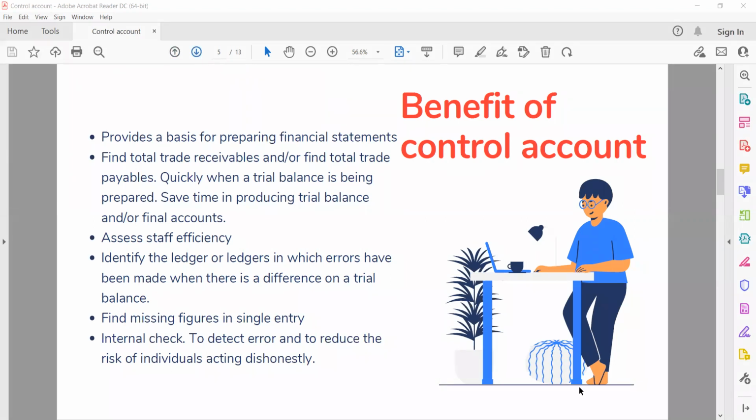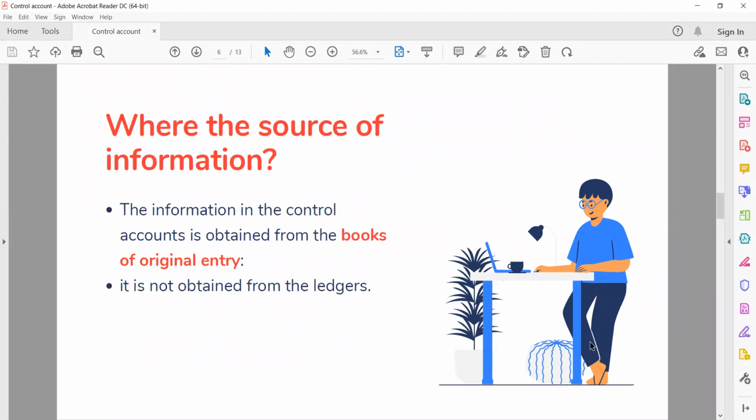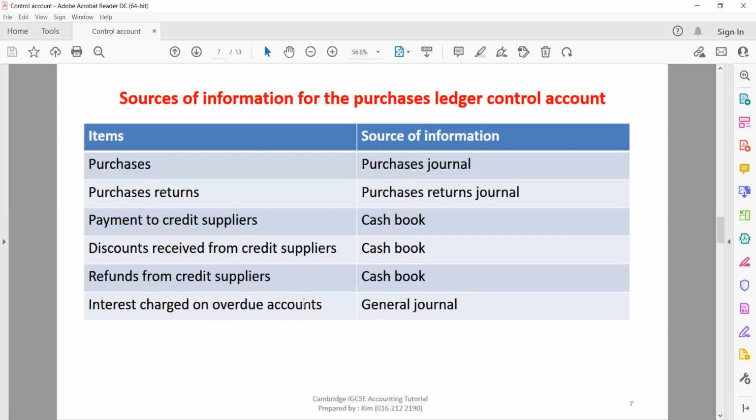Okay, next is where the source of information can be gathered. All the information is basically gathered from the book of prime entry, the book of original entry. So take note that it will not be taken from the ledger. For the sales ledger control account, take note that all the information comes from the book of original entry or prime entry. This is an example of the source documents that can be gathered.